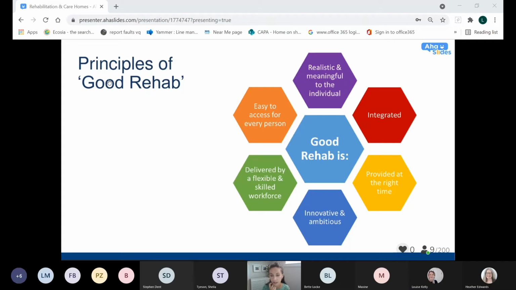And this is obviously just a short session today, but we're really keen to hear more about rehabilitation ideas that you've got. Provided at the right time, I think that one could be particularly important in this context. How early in the pathway are people getting access to rehab? Integrated, that kind of goes back to the easy part. How do you even find these services?